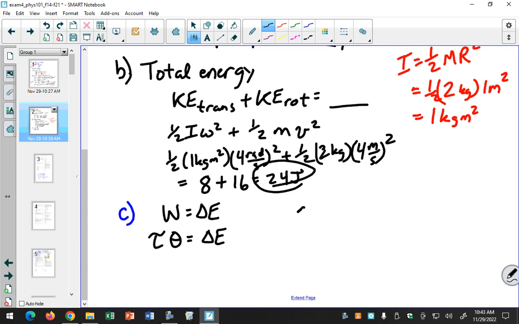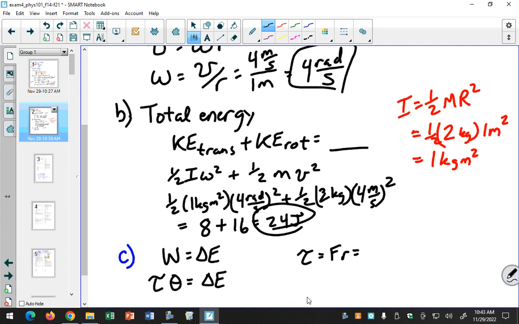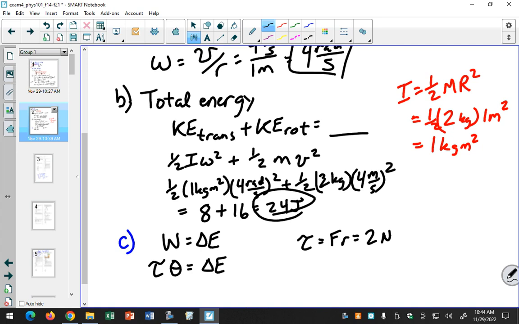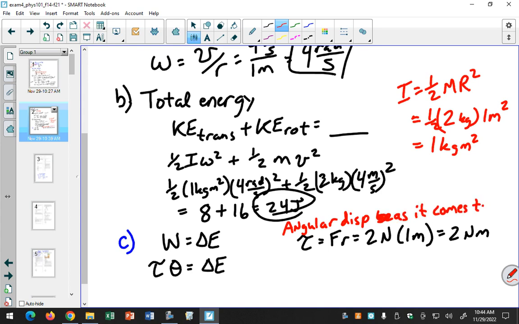So my torque is equal to F times R. The force that I have up here is 2 newtons acting at 1 meter. So that's 2 newton meters. It doesn't matter if it's clockwise or counterclockwise. All that's important is taking energy away. It's like a braking force. And what is the question here? It's asking, what is the angular displacement as it comes to a stop? That is, I want to know what theta is equal to.